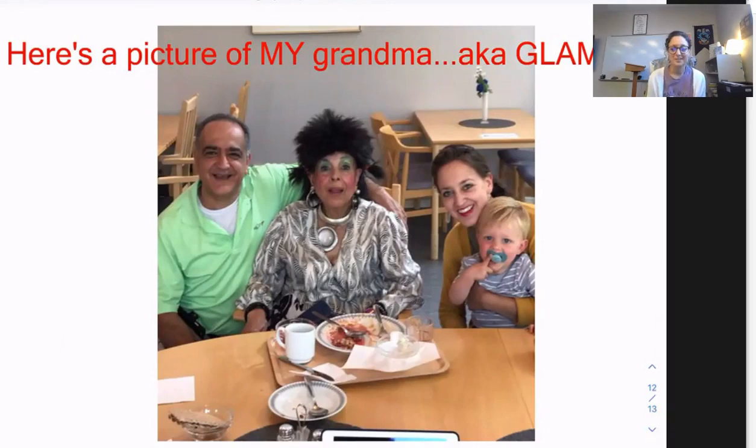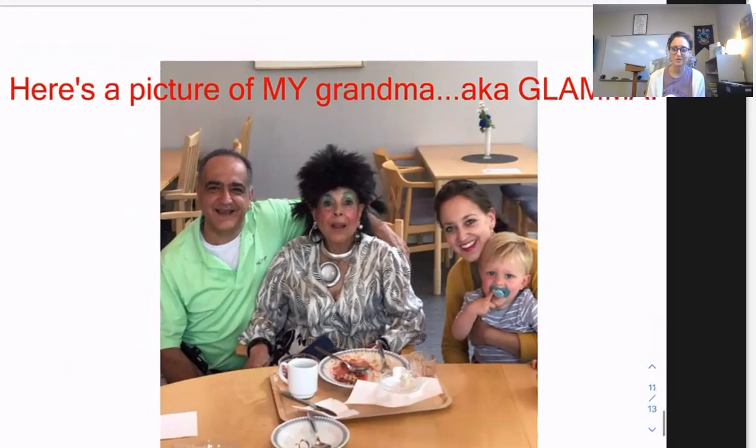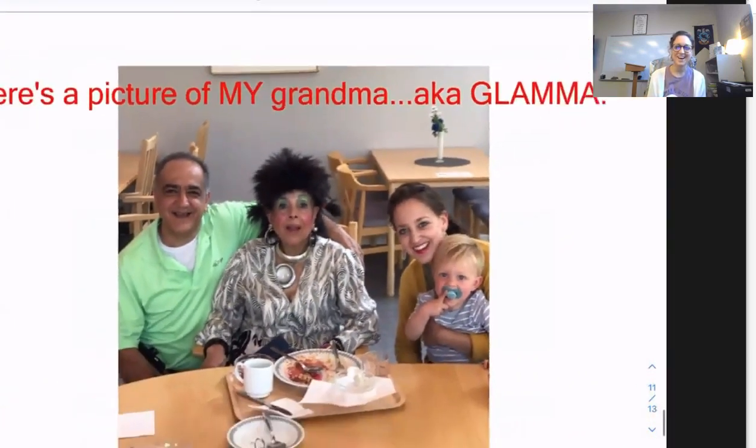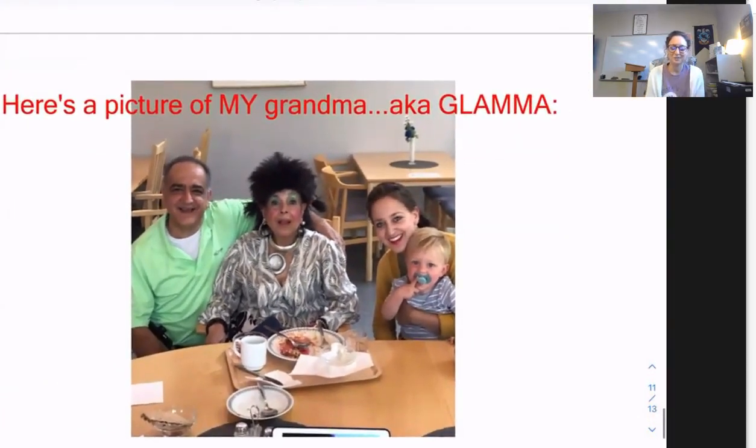So I only have one grandparent still remaining. This is my dad's mom, my grandma, also known as Glamma. It takes her many, many hours to get ready in the morning. She lives in Sweden, although she's from Iran. So the last time we got to visit was 2 years ago. Jonas was a year and a half, but that's 4 generations pictured there. So my grandma, my dad, me, and Jonas. So that's grandma, that's Glamma.